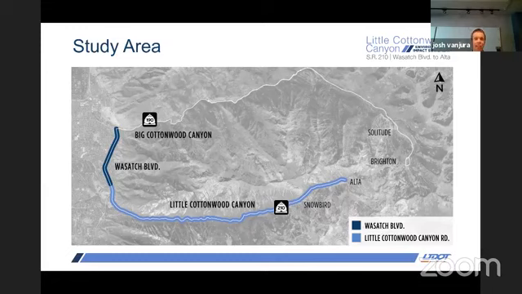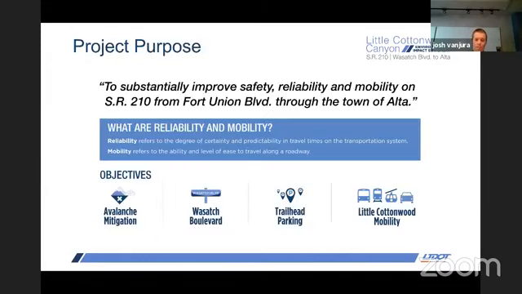So that takes us to the purpose of the project. The purpose of the project is to substantially improve safety, reliability, and mobility on 210 from Fort Union through the town of Alta. And the mobility on SR 210 and the canyon proper is easy to see on any busy ski day. Wasatch Boulevard mobility is a little bit different problem, and that's really a weekday commuter traffic problem. So I want to make sure everybody understands those 2 separate mobility problems that we're experiencing on SR 210.